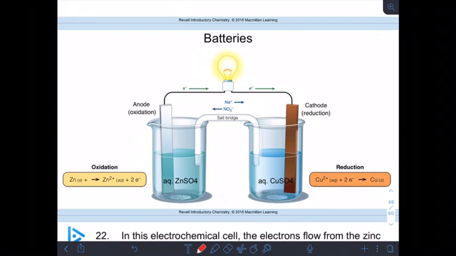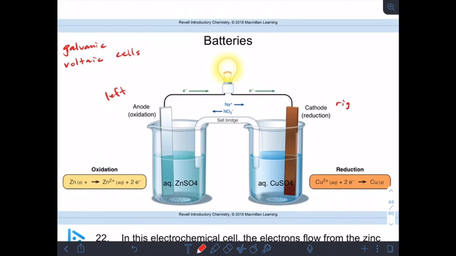Okay? So the way batteries work, and especially the pictures that we're showing you of these, are called galvanic cells. Galvanic or voltaic cells. Okay? And by convention, we always put the anode on the left and the cathode on the right.